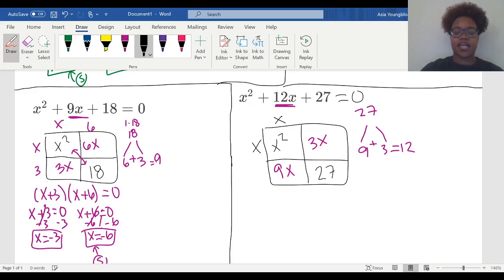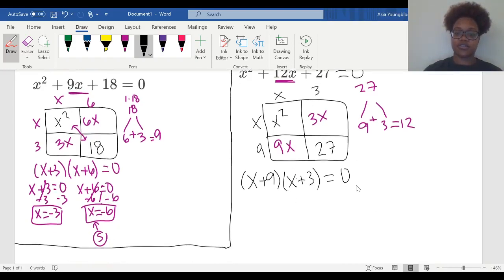X times x is x squared. X times 3 is 3x. X times 9 is 9x. 9 times 3 is 27. So we have factored this expression to x plus 9 times x plus 3, and that's still equal to 0.